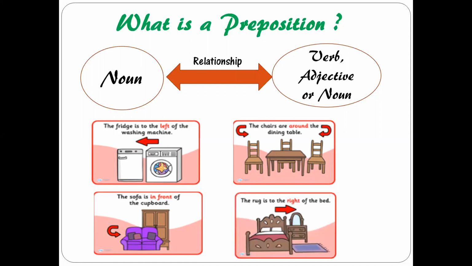The rug is to the right of the bed. So the relationship between the rug and the bed is depicted with the help of the word right. So this right over here is a preposition. So a preposition basically establishes a relationship between a noun and other parts of a sentence.